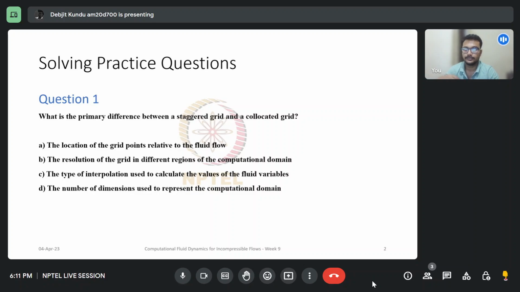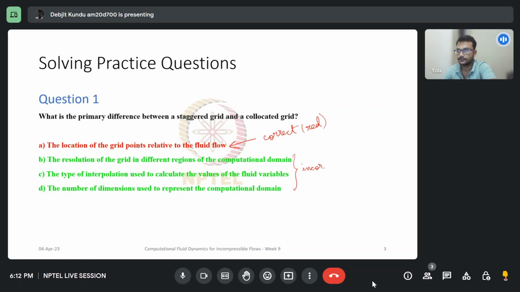So if we take a look at the solution, it is option A, the location of the grid points relative to the flow field. Okay, here I seem to have messed up the colors. So this one, the red one, would be the correct answer, and the green ones are incorrect. I'm sorry for this error. But anyway, the correct answer would be the location of the grid points relative to the fluid flow.